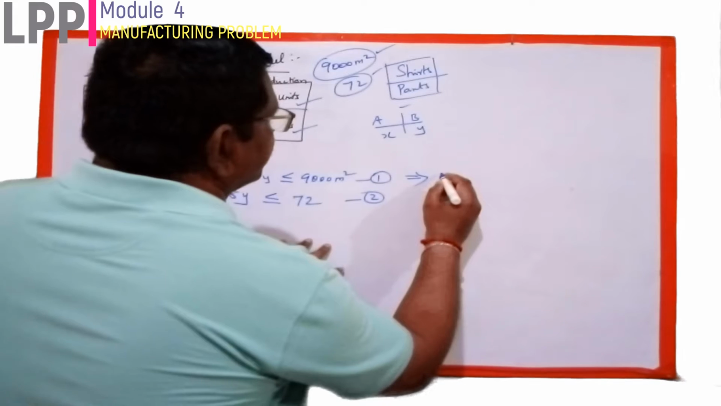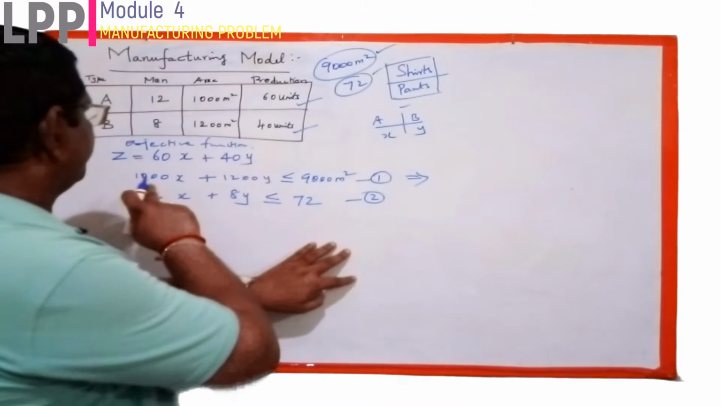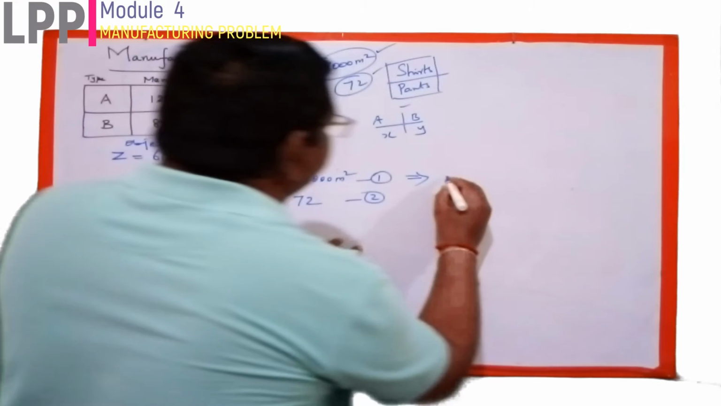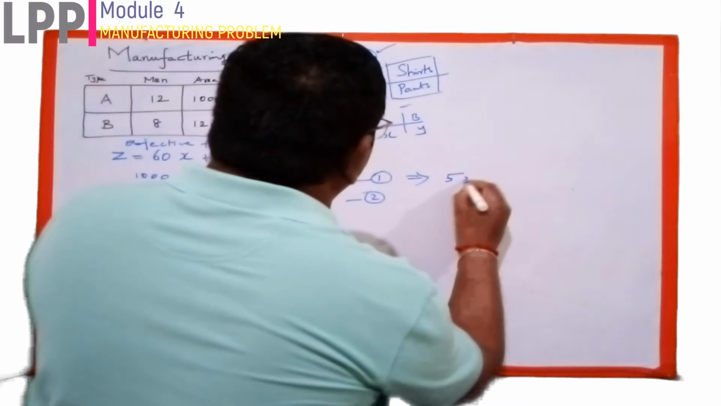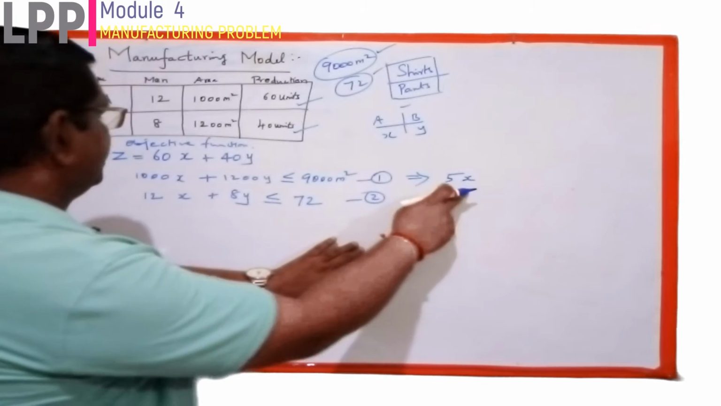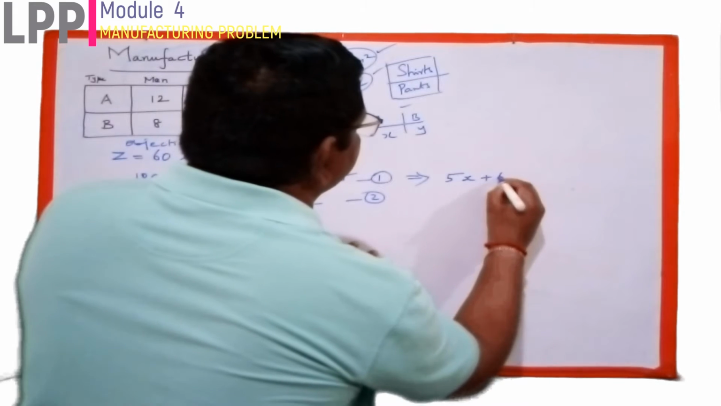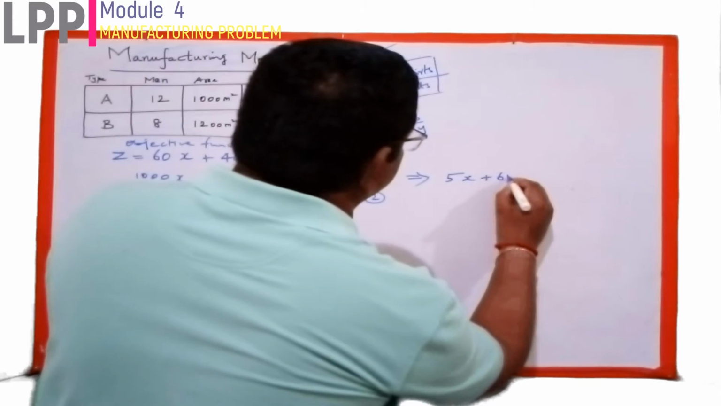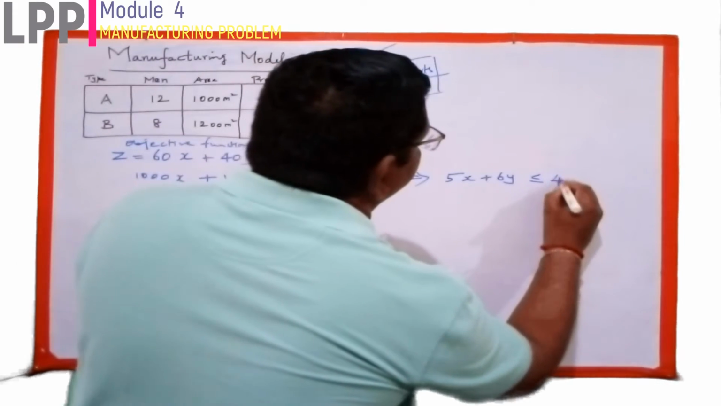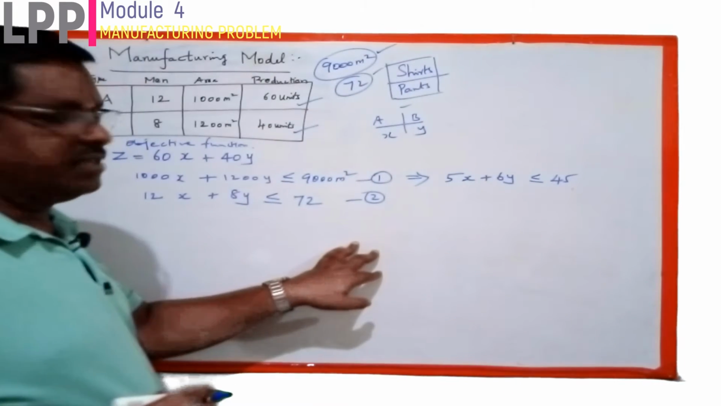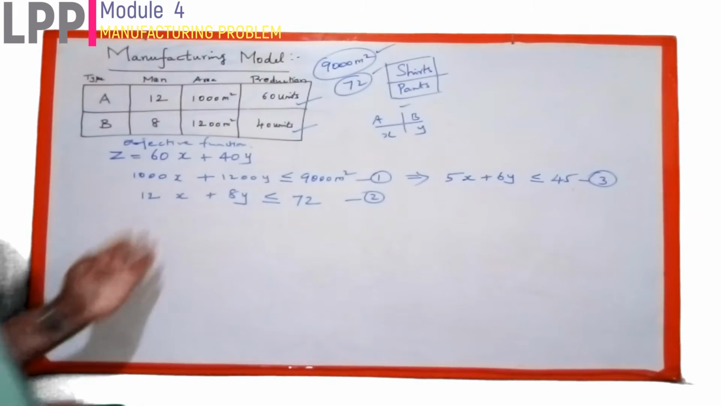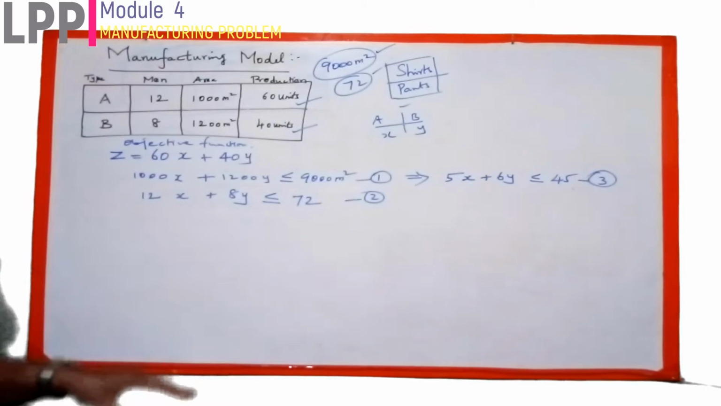Here it is not in simplest form, because there is a common number for 1000, 1200 and 9000. So I divide by 200: 5 into 200 will be 1000, so 5x plus 6 into 200 will be 1200, that's it, 6y is less than or equal to 45 into 200, which will be 9000. Say this as equation number 3.